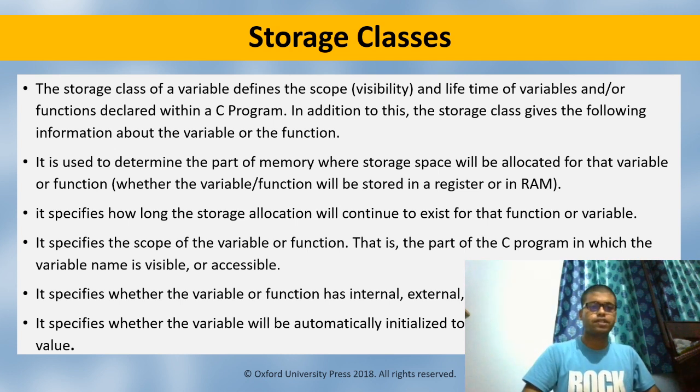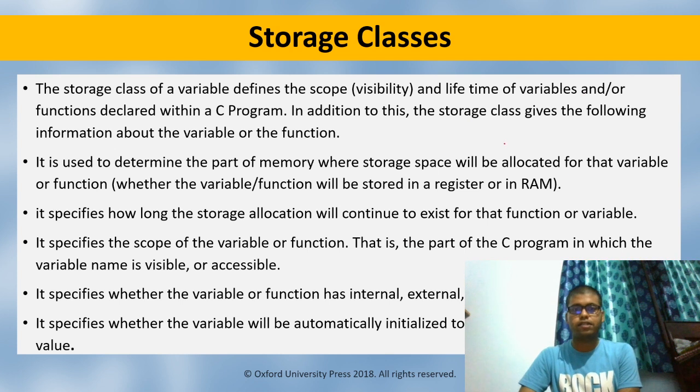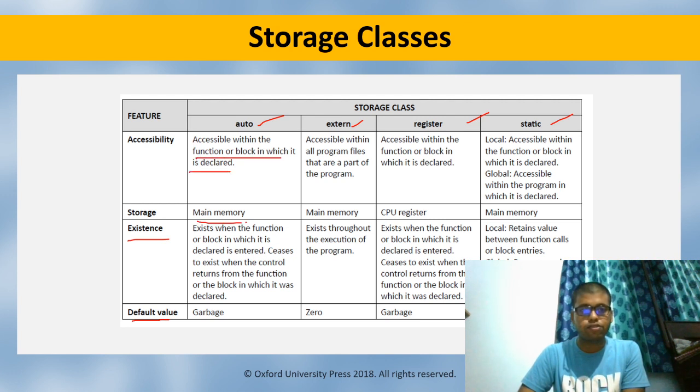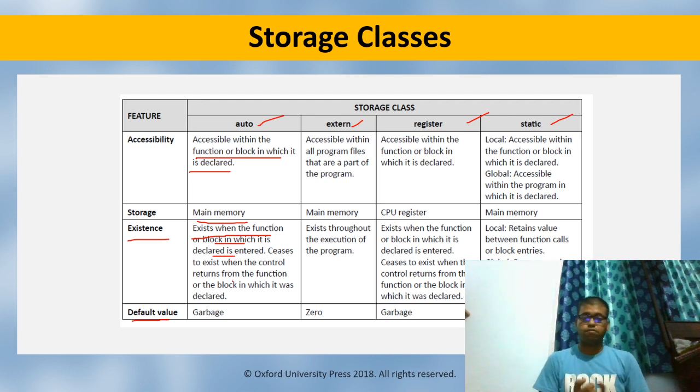Now going to the storage class. The storage class of a variable defines the scope, visibility and lifetime of the variables or functions declared in the C program. Going directly to this slide, there are auto, extern, register and static. It shows the accessibility, existence, where it is present, and the default value is garbage. The auto storage class is within the function or block where it is declared, stored in the main memory. It exists when the function or block in which it is declared is entered. So it has some garbage value.